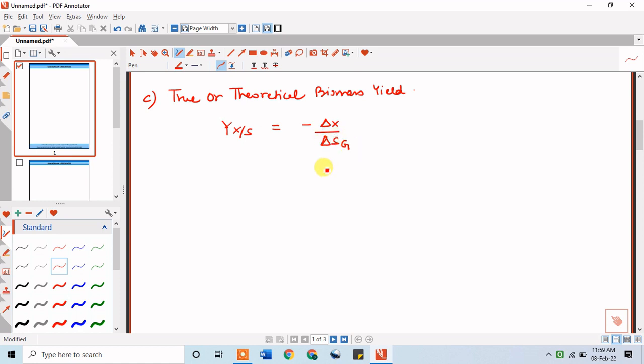इसका मतलब क्या हो गया? Now I have already told you what is ΔSg. It was actually the substrate that was utilized for biomass production. तो यहाँ पे जो substrate biomass production के लिए इस्तेमाल हो रहा था, only that would be written, उसी को केवल यूज़ करना है, and this is called as true or theoretical biomass yield.